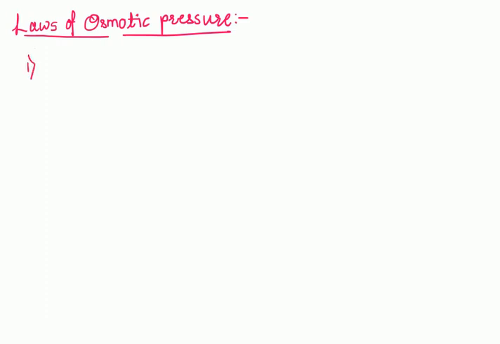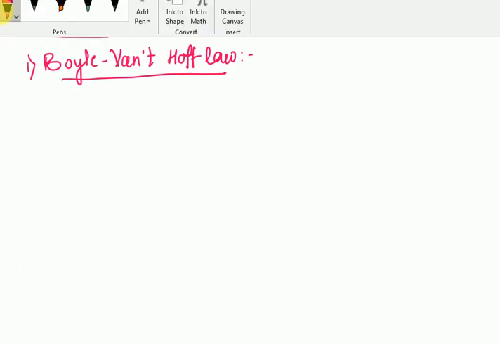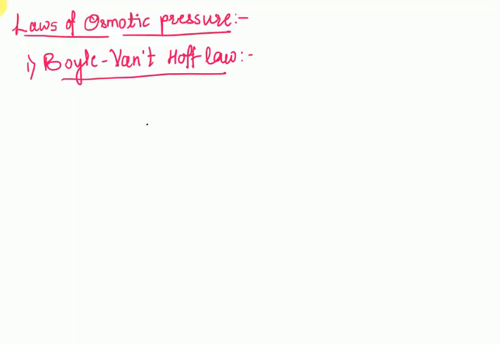First law is the Boyle-van't Hoff law. This law states that the osmotic pressure of a solution is directly proportional to its concentration. Osmotic pressure, that is pi, is directly proportional to the concentration of the solution when the temperature is kept constant.